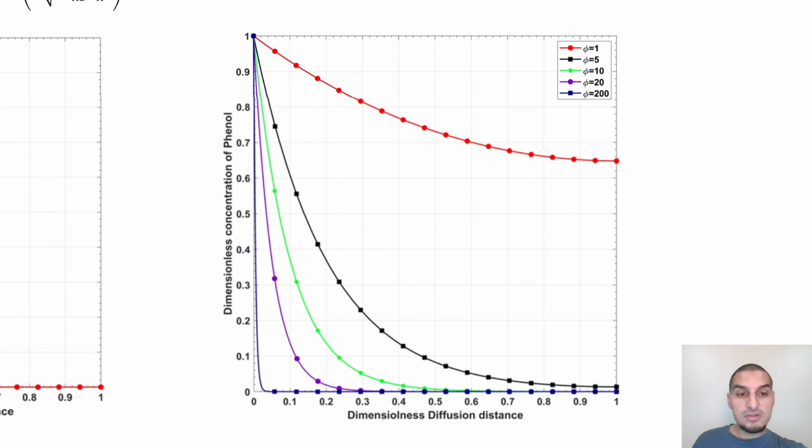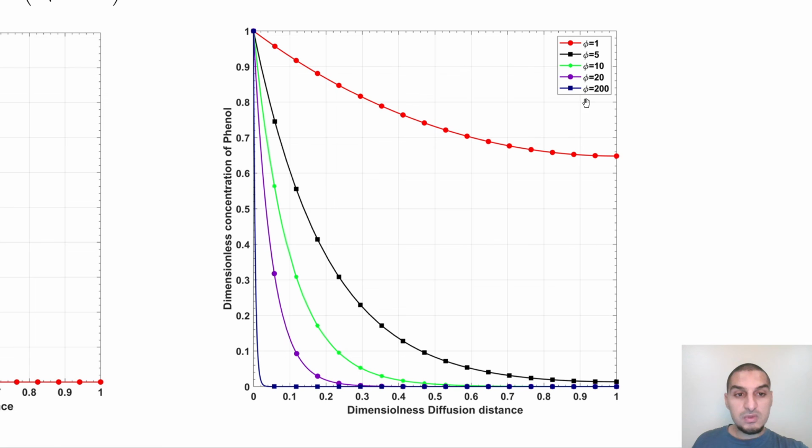So you see here for phi equals 20, this 20 is our case. For 200, if you have a faster reaction, the concentration will decrease almost instantaneously and will get consumed in less than 10% of the whole length. And in our case it took almost 30%. If you reduce the value of phi, it's going to take 60 or 70%. But then for phi equals 5 and for phi equals 1, you would see that the concentration is not 0.